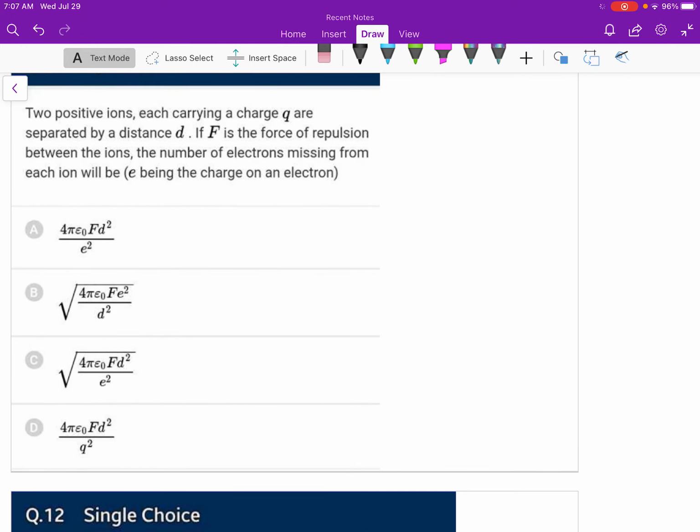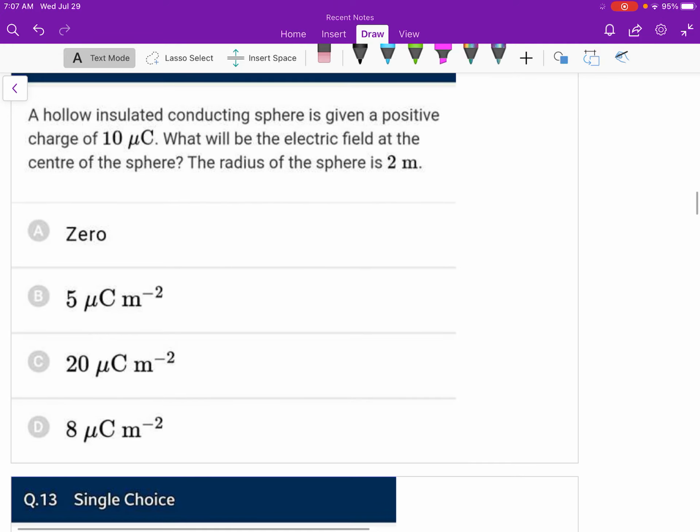Two positive ions with force F. If F is the force of repulsion, then number of electrons missing. So F is 1 by 4 pi epsilon naught Q square by D square, and Q is ne if n electrons are missing. So this is n square e square upon 4 pi epsilon naught D square. So by arranging, we'll get the force.